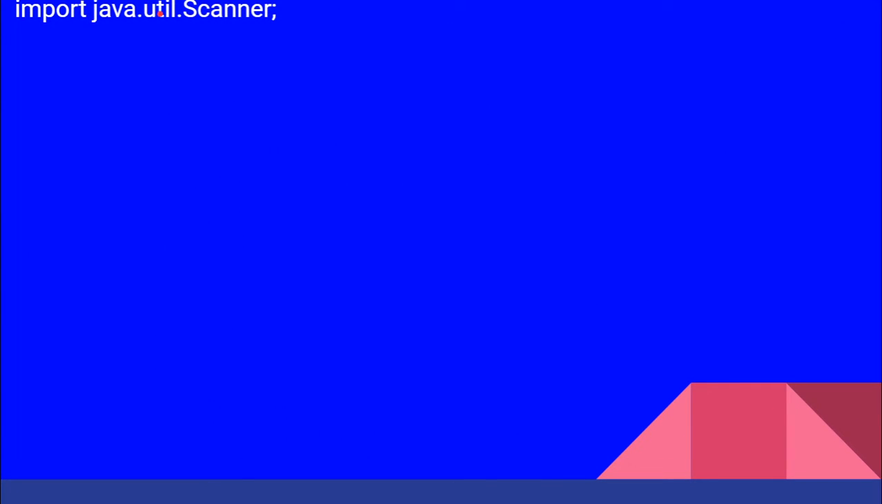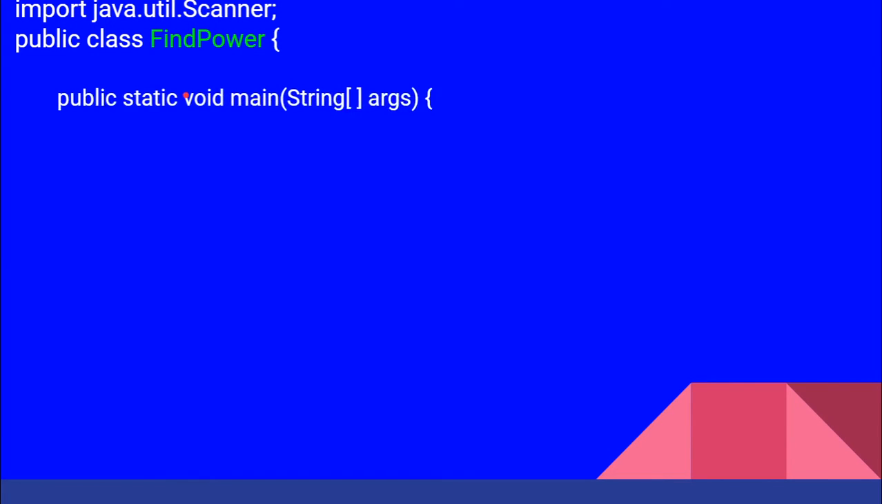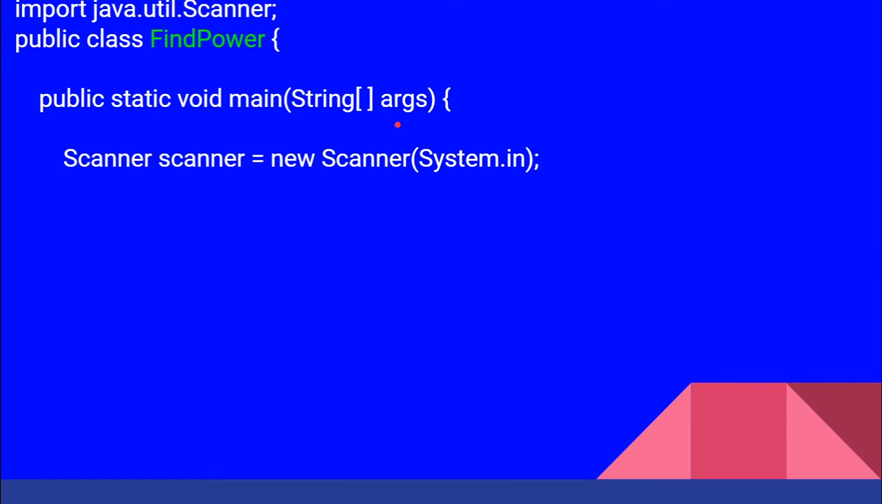Import java.util.Scanner. As we are going to get the inputs, we are using the Scanner object from the utility class. And then public class FindPower. FindPower is the name of the class, and the class starts with public static void main(String[] args). This is the regular usual form. The Java program starts with public static void main, which is the main entry of the program, and String args, and then the braces open.